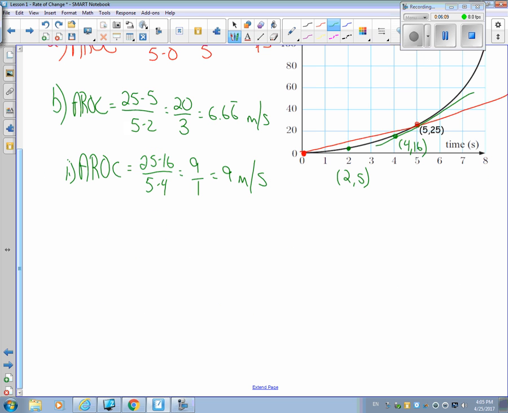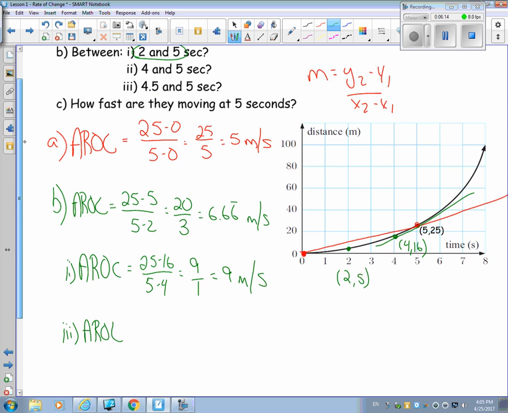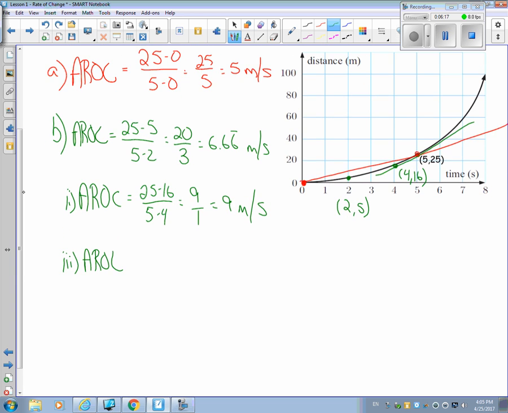And then we do part 3. I want to do AROC again, because I have 2 distinct points, from 4.5 to 5. So we have to estimate again. I think 4.5 is right here on the line, which is kind of nice for estimation. So 4.5 and 20. Our AROC will be 25 minus 20 over 5 minus 4.5, which is 5 over 0.5. In other words, 10 meters a second. It's an even better estimate of what's happening as we get closer and closer to 5. So based on the numbers we have so far, we can get an idea of what's happening the closer and closer we get to 5.